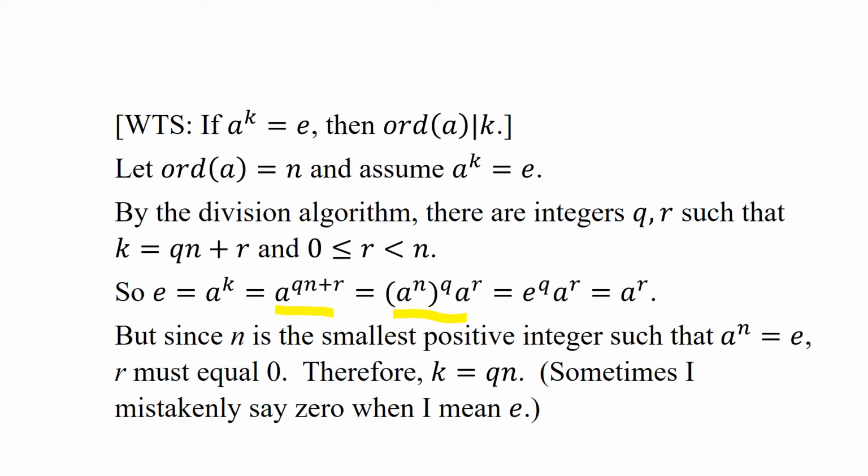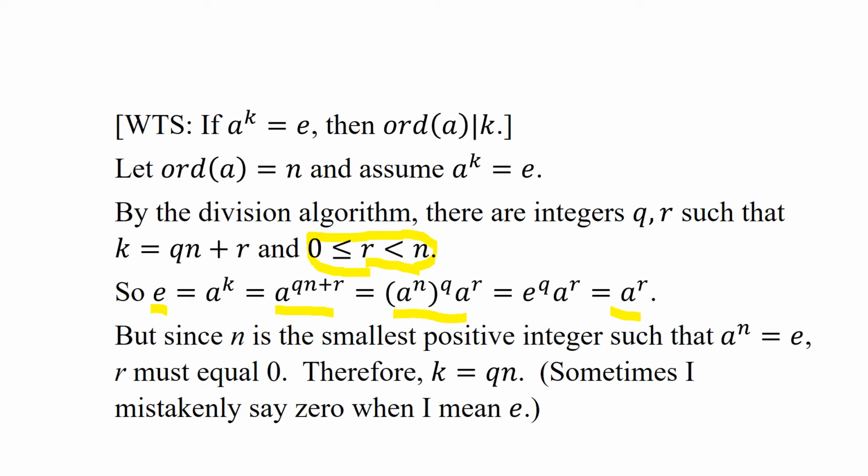Ultimately, what have I shown? I've shown that the identity is equal to a to the r. Okay, well, what does that tell you? Well, we know that r was less than n, and n is the smallest positive integer that appears as an exponent giving us the identity. a to the n is e, and no smaller positive integer exponent can give us that. Because r is in this interval between 0 and n, the only integer in here that is not positive is 0. Consequently, we can conclude that r must be 0.